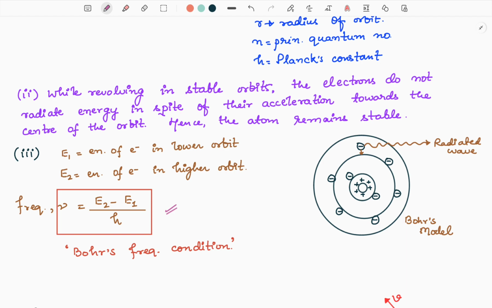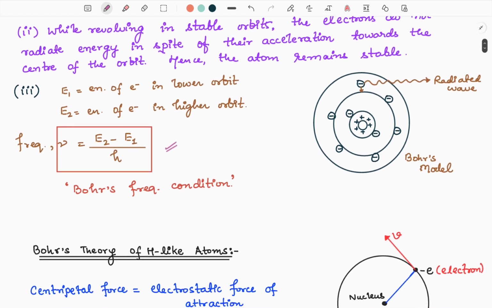So these are basically the three postulates which we have discussed right now, and using these three postulates we will derive some expressions for radius, velocity, and energy for hydrogen and hydrogen like atoms. So let us see those derivations.